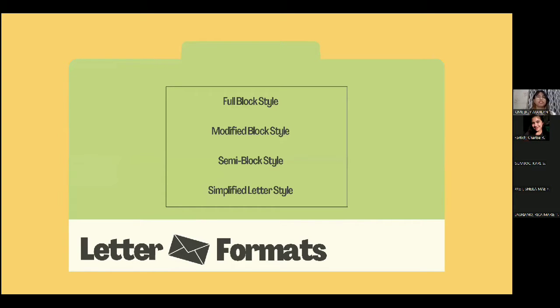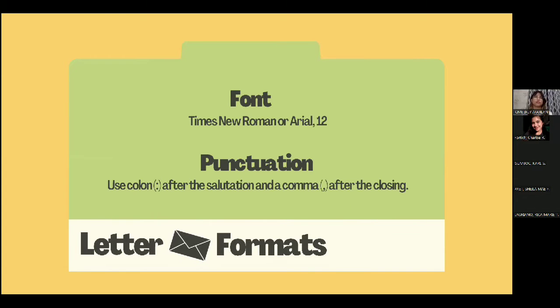Thank you, Ms. Gumbak. Now let us discuss the different letter formats. First, we have full block style, modified block style, semi-block style, and lastly, simplified letter style. Next slide, please. So first, let us go with the mechanics of the letter. First is the font size. It should be 12. And for the font style, we can either use Times New Roman or Arial. For punctuation, we use a colon after the salutation and a comma after the closing. Next slide, please.